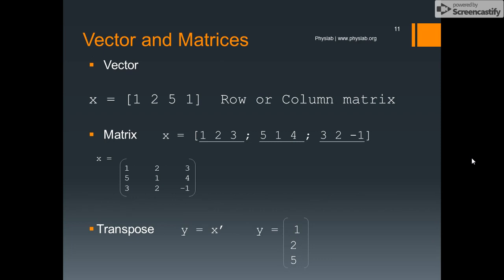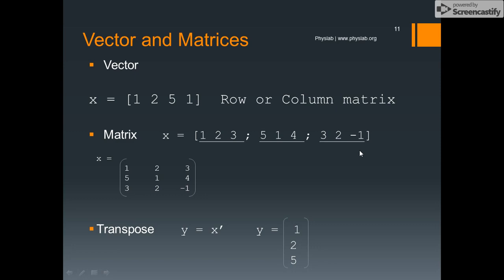So here we can see that we have declared a variable x equals square bracket, then a number, a space, another number, a space, a number, a space, a number. This itself is a row matrix. If it was in a vertical state, for example, one up, then two down after pressing enter, you had 1, 2, 5, and 1. That would be a column matrix. So this is how we declare a vector.